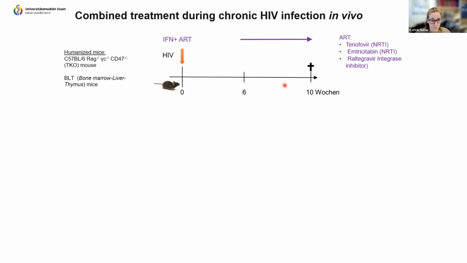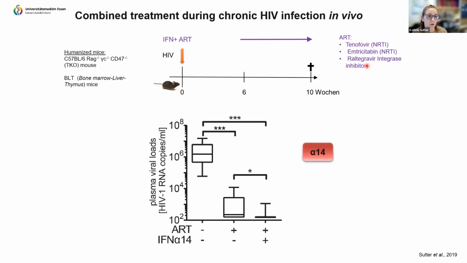So we gave them some mouse chow with an antiretroviral therapy inside, which is mentioned here. And then we also had one group which received an interferon treatment, interferon alpha 14. So the idea was that if we combine this antiretroviral treatment with interferon, where we can also nicely activate the NK cell responses, we can hopefully also reduce the viral reservoir during HIV infection.